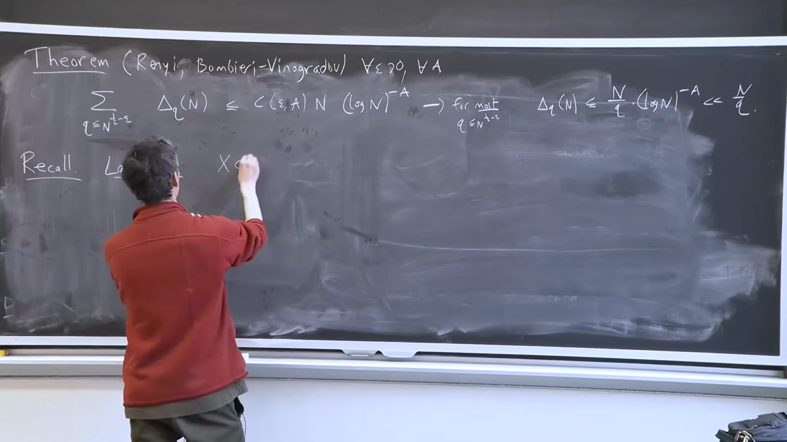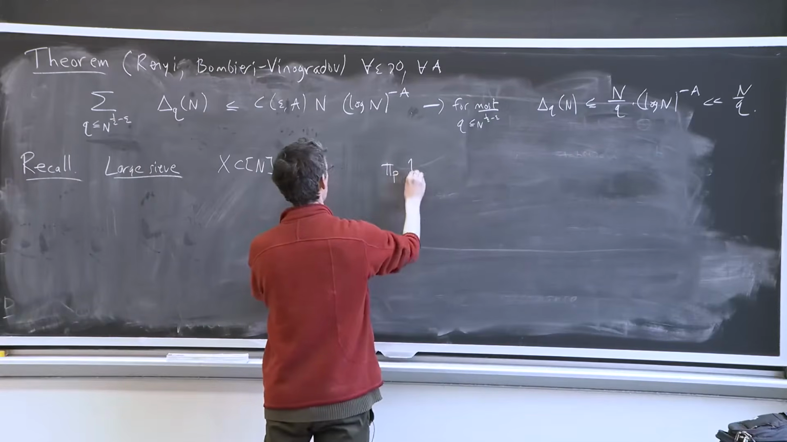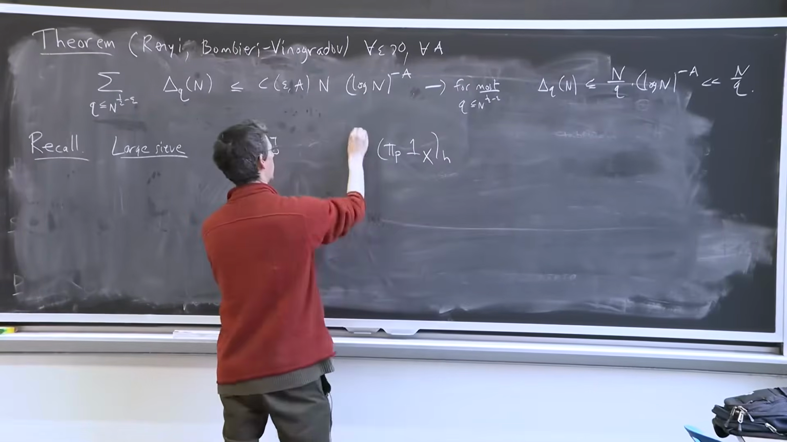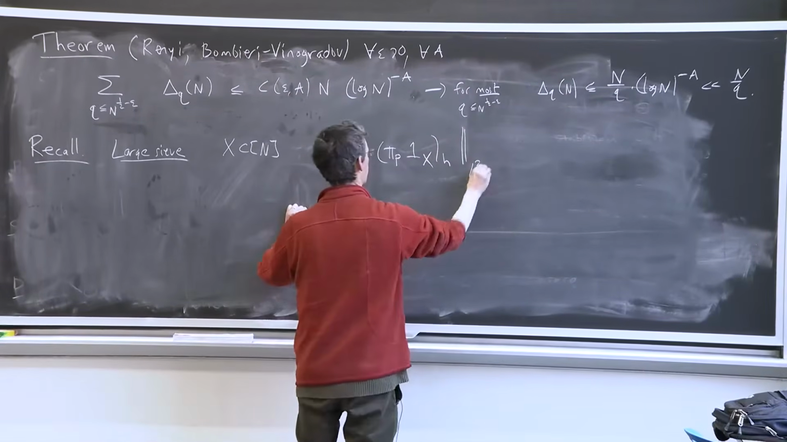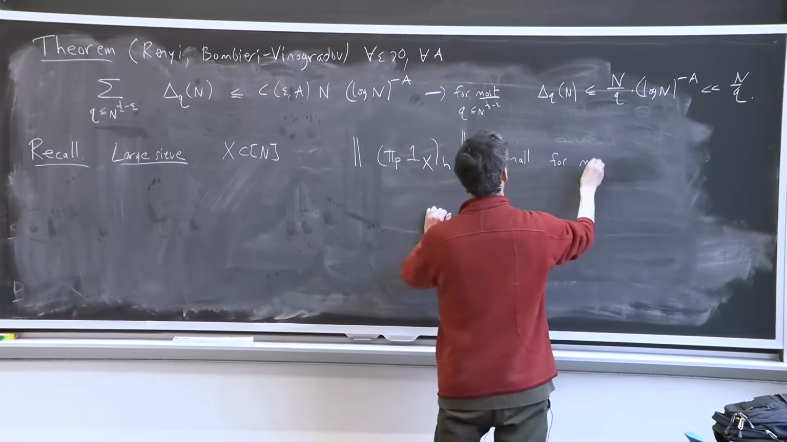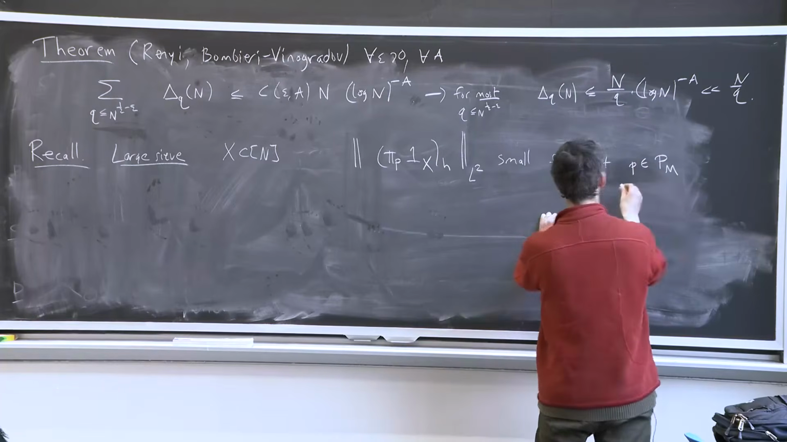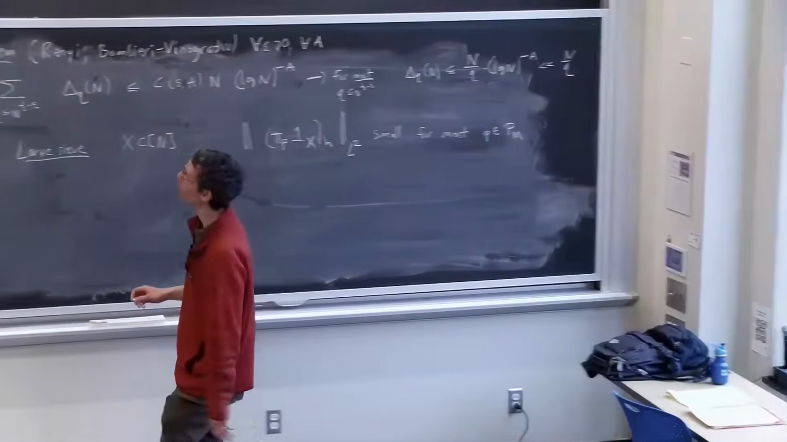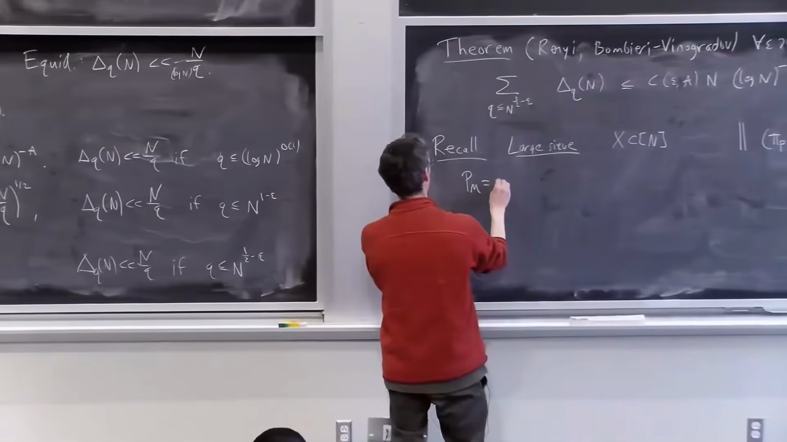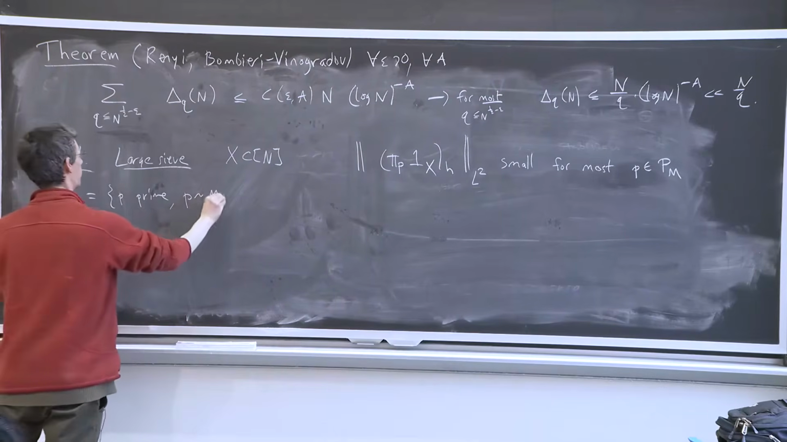So we have a set X contained in the integers up to n, and I look at pi p of 1x, and I'll take the high part of that, and then this thing is small for most p in pm. So pm is the set of p prime, p around m.